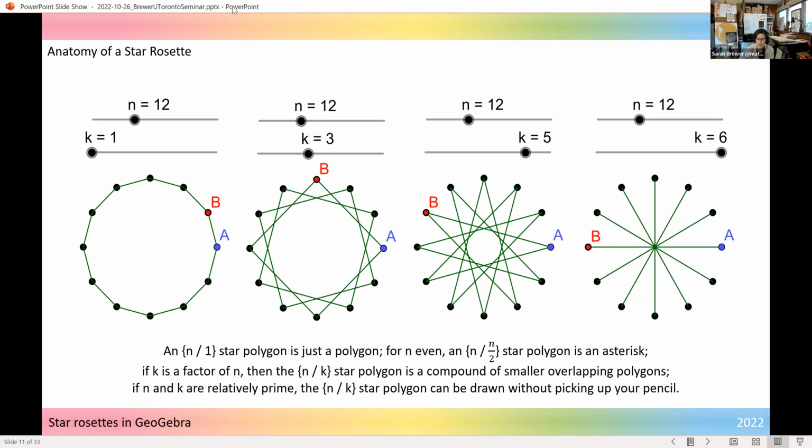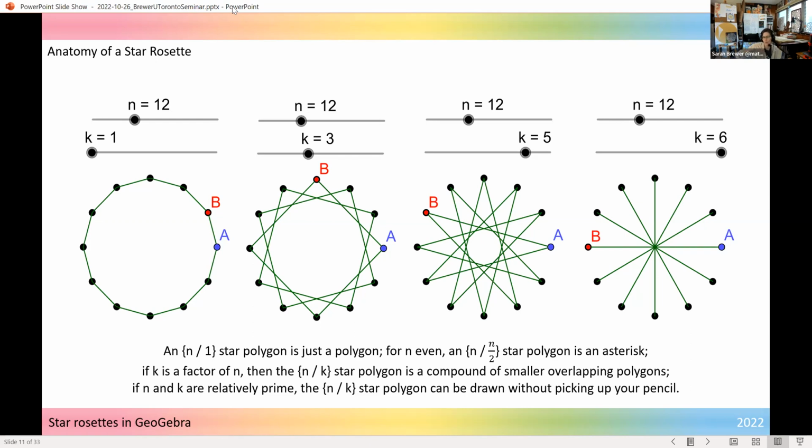So if I'm connecting 5 vertices with the sort of pentagram-style star that most of us have drawn since we were kids, that's going to be a 5/2 star polygon. Now, things can get a little bit interesting when you start talking about whether n and k are relatively prime to each other. So if k is relatively prime to n, then you're going to visit every vertex without picking your pencil up.